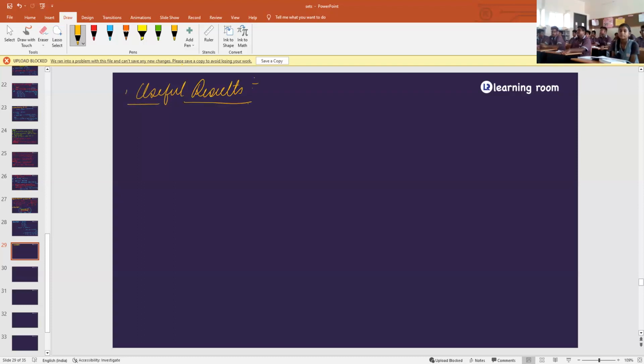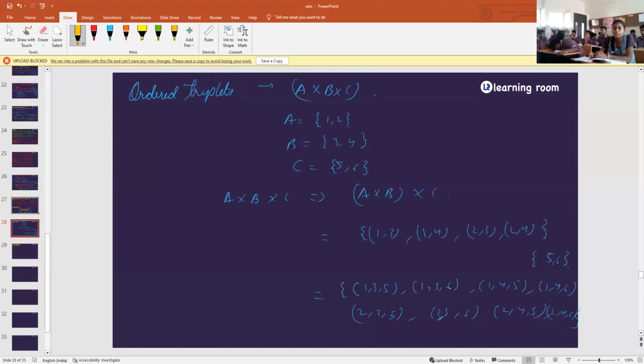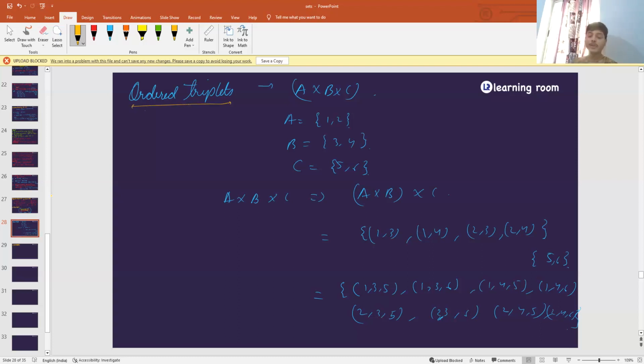Sir, I have a doubt. Sir, there are triplets now, A cross B cross C. Can we represent that as A cross B in this C cross B? So basically, you have to go in a straight line manner, otherwise the pair will be different. If it is A cross B cross C, you have to go like this only. Understood?